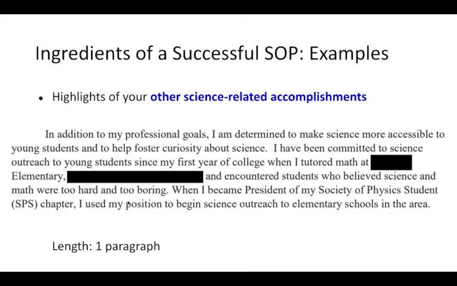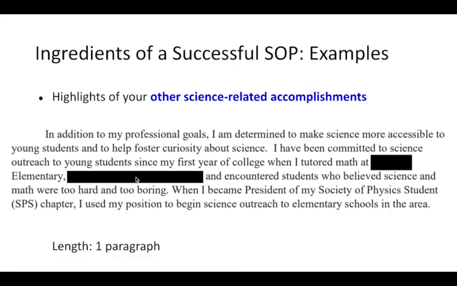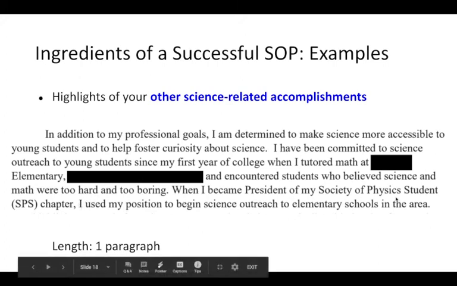Like, I've been committed to science outreach to young students since my first year of college when I tutored math at blank elementary blank and encountered students who believed science and math were too hard and too boring. And so that's one whole sentence of just substantiation of the first claim of this paragraph. And then we get another one, as well as a sort of humble brag, a frank statement of the facts, which is I became president of my Society of Physics Students chapter. We didn't hear the story of how they ran. We didn't have to hear any other details. Just, I became president of SPS, and then I used my position to begin science outreach to elementary schools in the area.